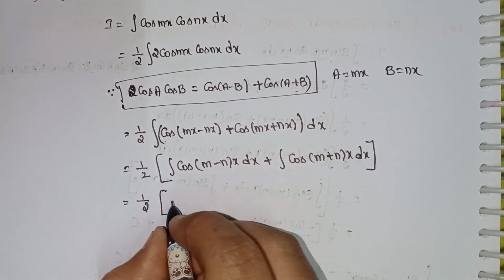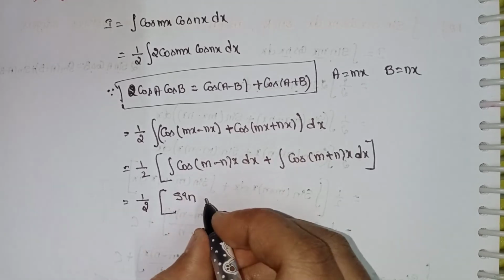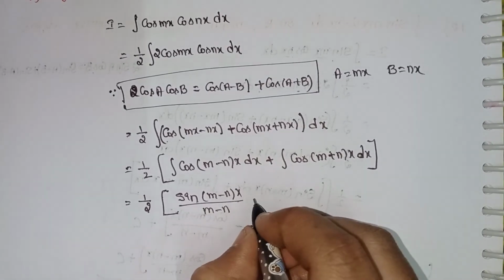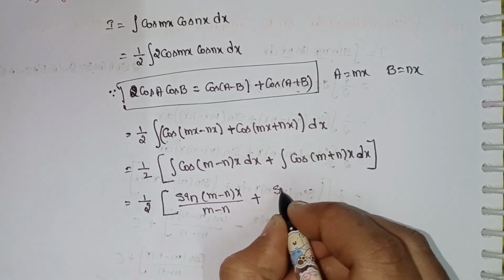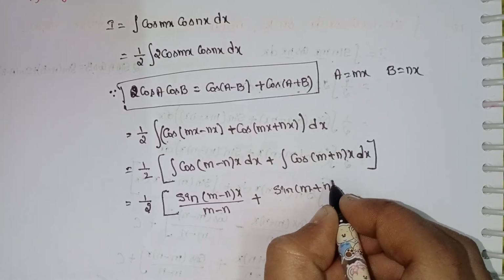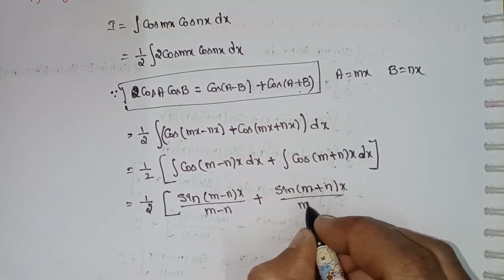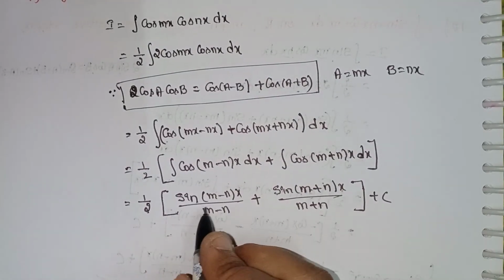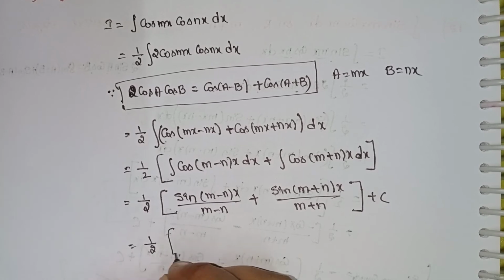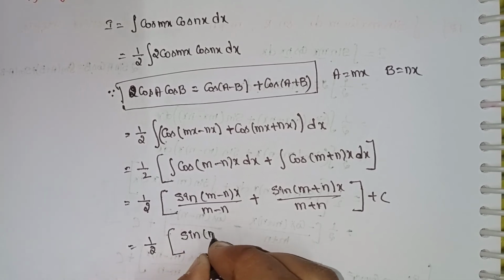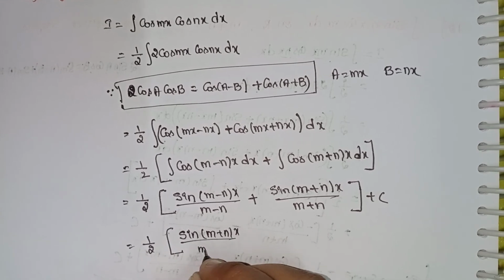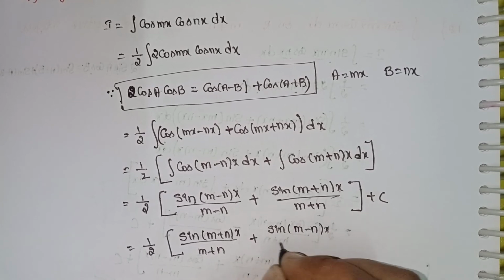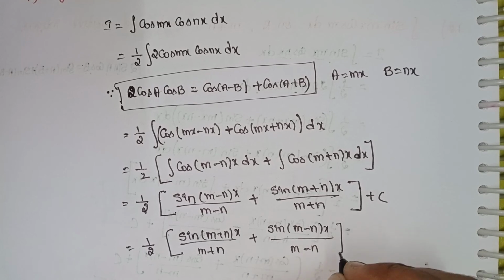Integral of cos x dx is sin x, so sin of (m minus n) x by (m minus n), plus the integral of cos x dx, sin of (m plus n) x by (m plus n), plus c. Or you can write the plus term first and the minus term next: 1 by 2 into sin of (m plus n) x by (m plus n) plus sin of (m minus n) x by (m minus n) plus c.